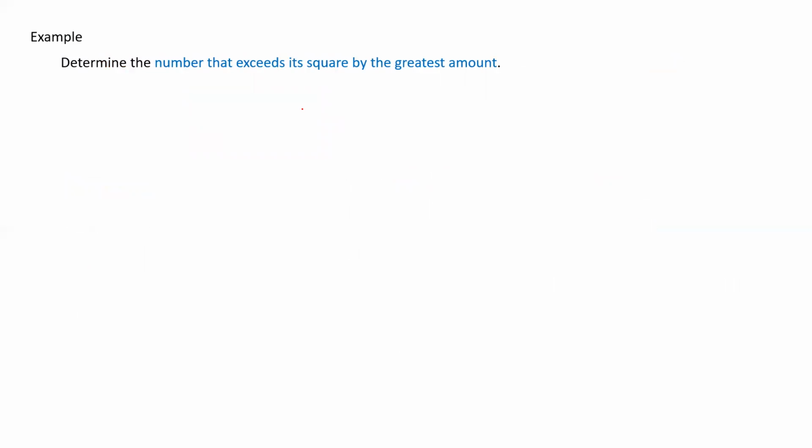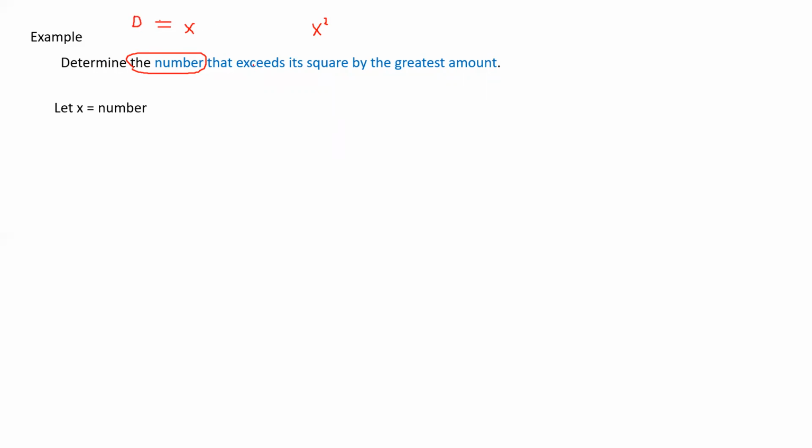Let's try something different. Determine the number that exceeds its square by the greatest amount. Determine the number. So we only want one number. So I'm going to let my number equal x. So my number is x. We want it to exceed its square by the greatest amount. So we're going to let that equal something. I could call it d for distance if I wanted to, or just y.